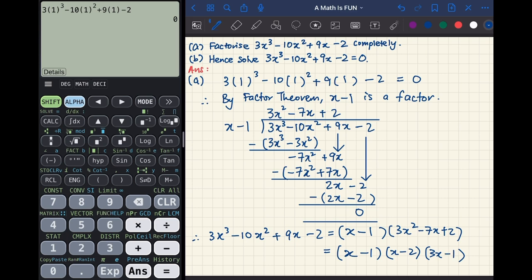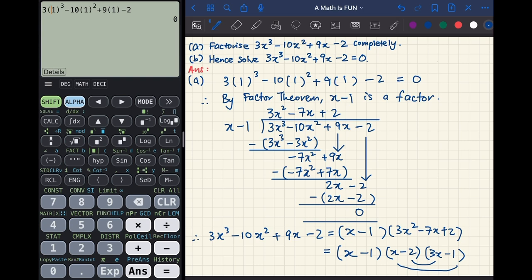Then of course we check our factorization. Negative 2 times 3x gives me negative 6x, and x times negative 1 gives me negative x. So that gives me the middle term of negative 7x.